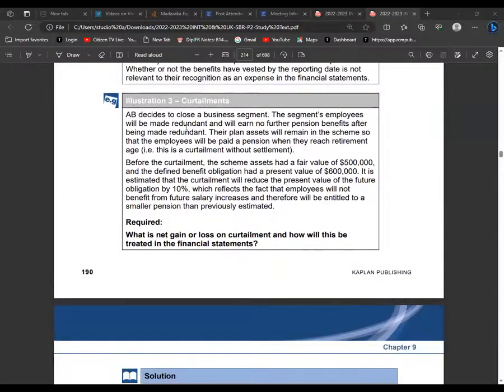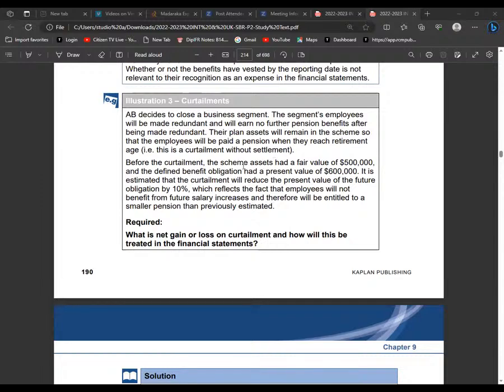So you're told AB decides to close a business segment. The segment employees will be made redundant and will earn no further pension benefits after being made redundant. Their plan assets will remain in the scheme. They're going to remain there till they retire. This is a curtailment without settlement. So we have curtailed, we have said we are no longer taking money there, but the money will be left at the plan till they hit 60 years.